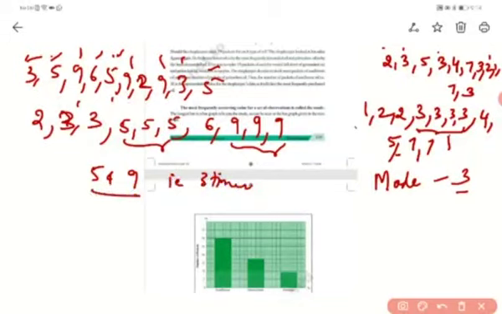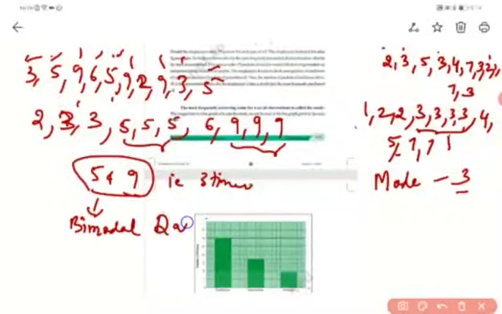Okay, so this kind of data we call bimodal data. So what? We have two modes, right? So that's why we say bimodal data.